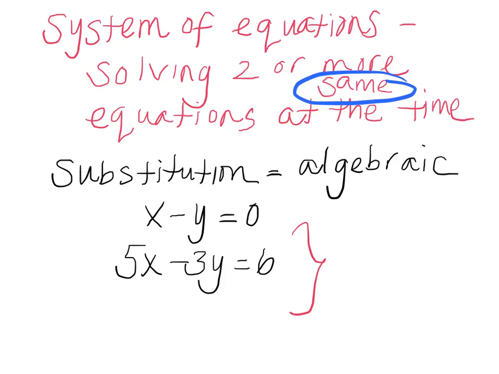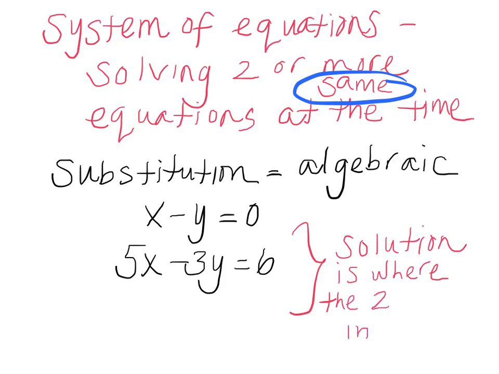So that's really important. The solution is where the two intersect. So this is either going to be seen on a graph. So if you have a graph of two lines where they intersect, or if you're solving algebraically, your final answer will be a point. It'll be x comma y, and that's going to be your solution. It's where the two functions intersect.